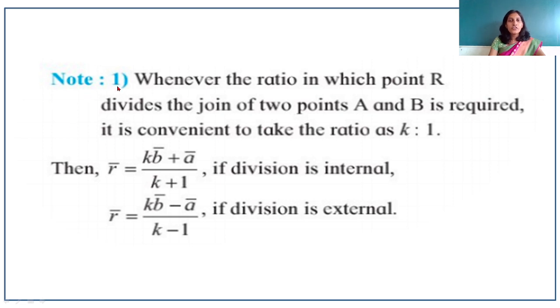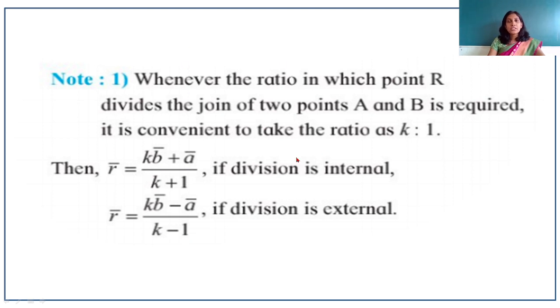Now first note: whenever the ratio in which point R divides the join of two points A and B is required, it is convenient to take the ratio as K:1. Then for internal division, R bar is equal to K B bar plus A bar upon K plus 1. Here M is K and N is 1. And for external division, R bar is equal to K B bar minus A bar upon K minus 1.